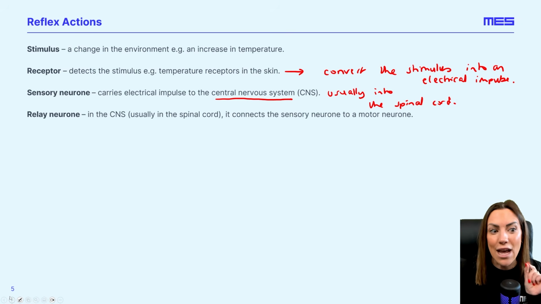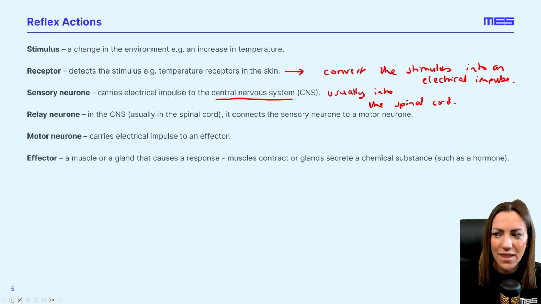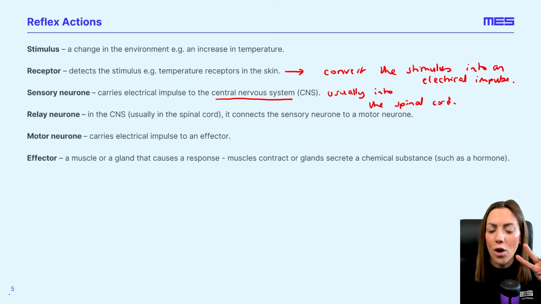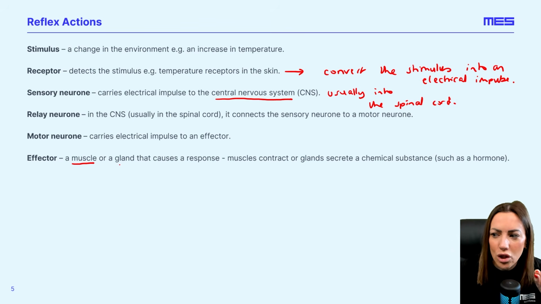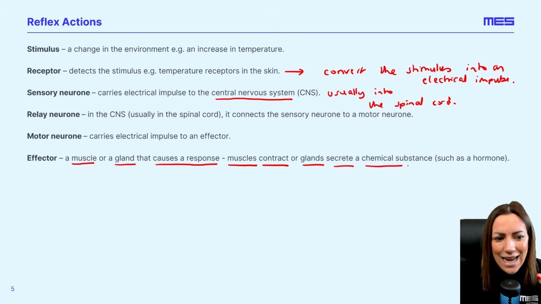In the CNS, there'll be a relay neuron, which is a short neuron. The electrical impulse will travel down the relay neuron, and that connects to the next neuron, which is the motor neuron, and that carries the electrical impulse to the effector. And the effector, dead easy, it can only be one of 2 things. It's going to either be a muscle or a gland, and they will cause a response. Now, if you're asked about the responses, you say muscles contract, don't say they move. Muscles contract, which will cause movement. Or if the effector is a gland, it will secrete a chemical substance, which is usually a hormone.